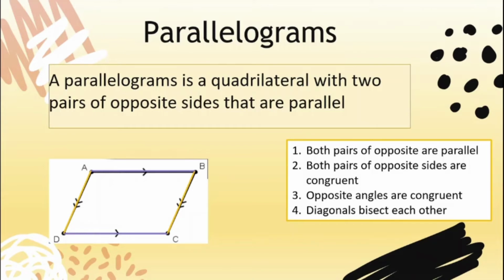Next, opposite angles are congruent. Example, angle A and angle C are congruent. Angle D and angle B are congruent too. Diagonals bisect each other.